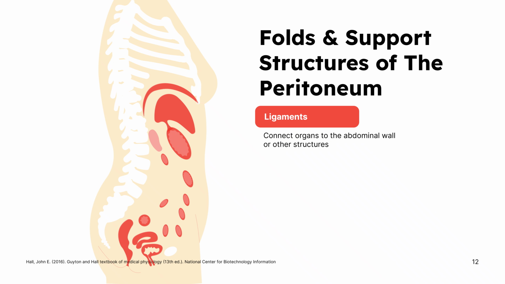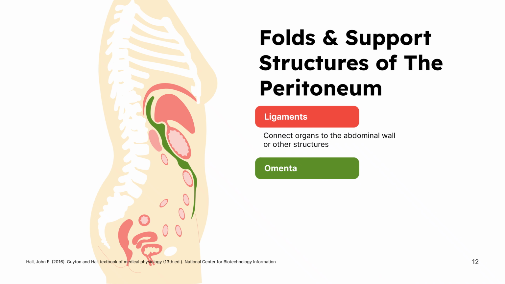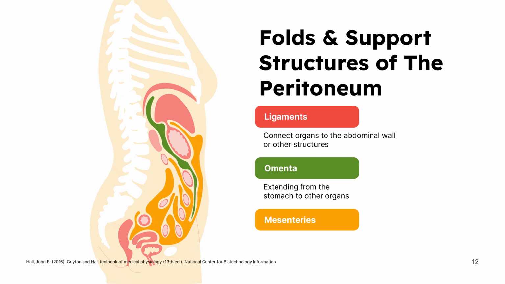The folds and support structures of the peritoneum include the ligaments, which consist of peritoneal folds that connect organs to the abdominal wall or to each other, stabilizing their placement. The omenta are double-layered folds extending from the stomach to other organs, providing both protection and pathways for blood vessels. Finally, the mesenteries are peritoneal extensions that anchor the intestines and other abdominal organs to the posterior abdominal wall, supporting vascular and neural connections essential for organ function.